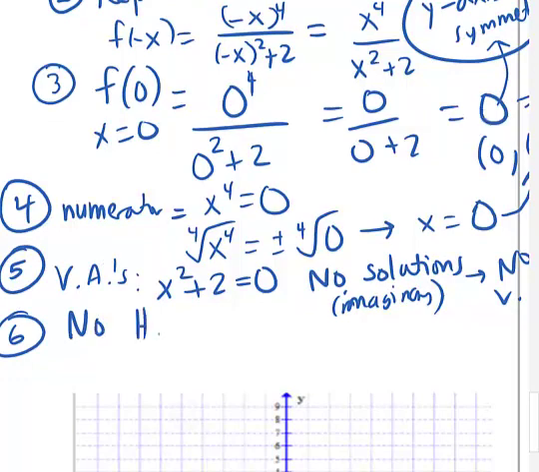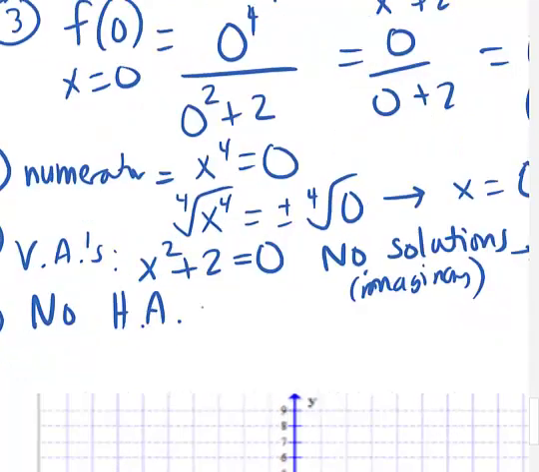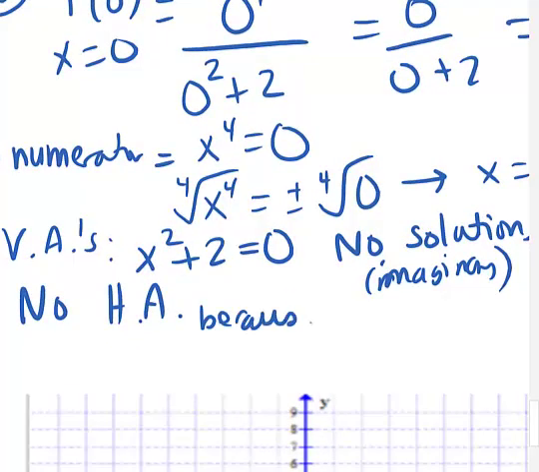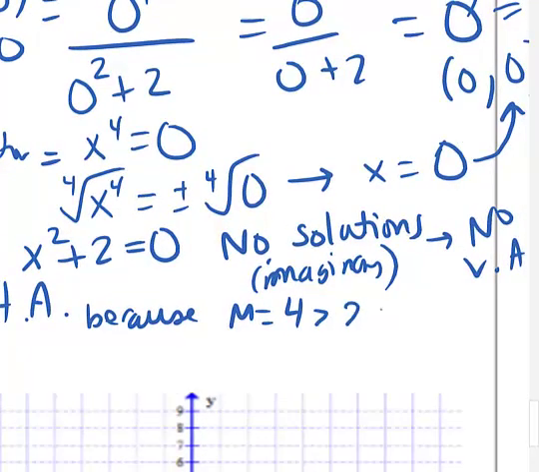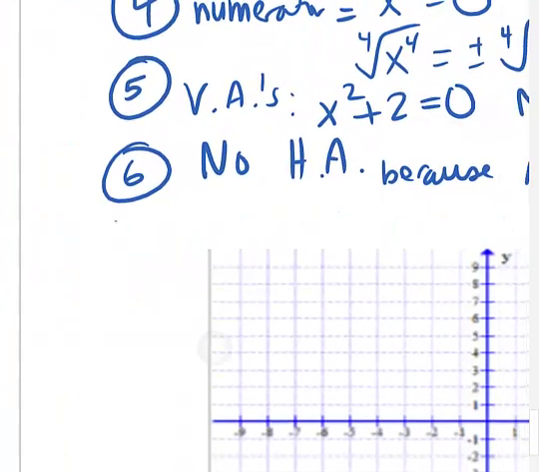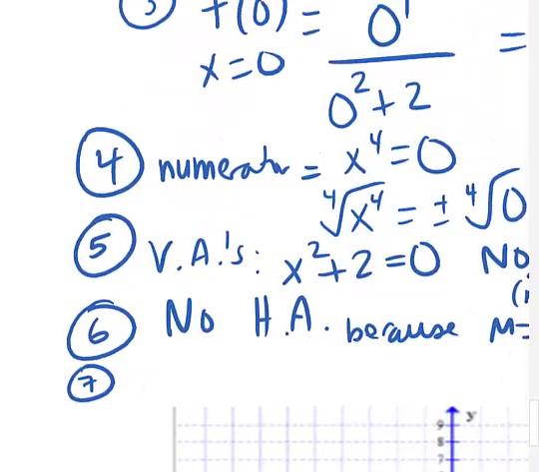No horizontal asymptote because the degree of the numerator, 4, is larger than the degree of the denominator, which is 2. So it's kind of weird. This is going to be a weird one. There are no asymptotes at all. No vertical, no horizontal.